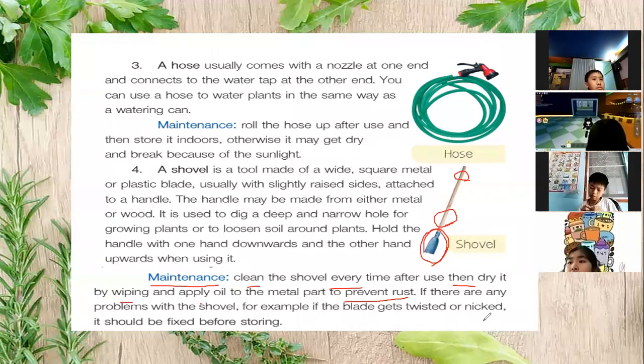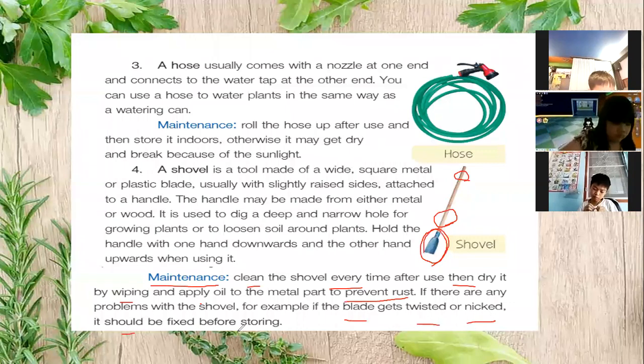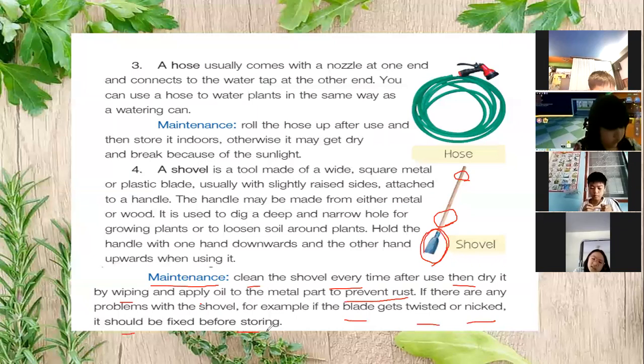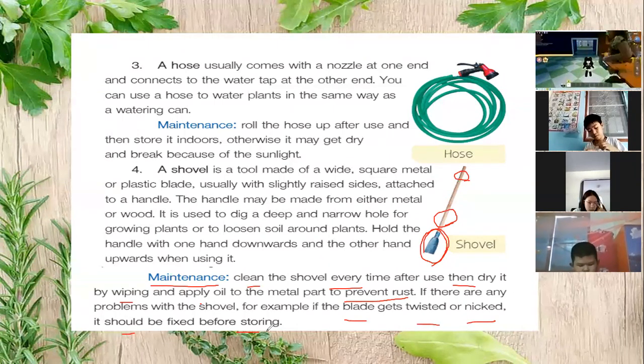If there is any problem with the shovel, for example if the blade gets twisted or nicked, it should be fixed before storing. So if you find any problem, if the shovel is damaged, before you store it you have to fix it. So next time when you are going to use it, it will be ready to use. Okay, students? Now you understand four of the more important tools which are useful for gardening.